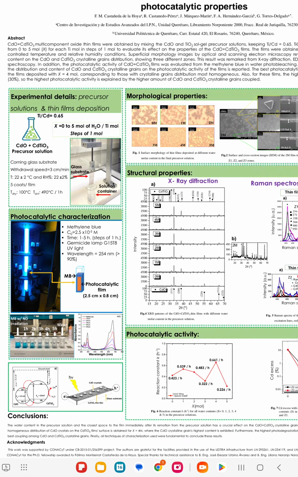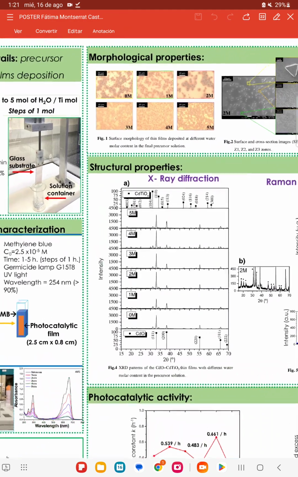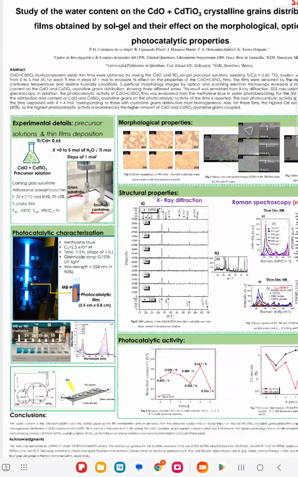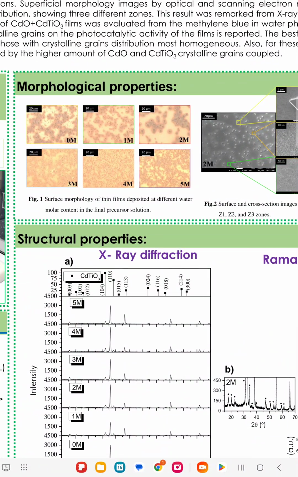As a result of this work, I'm going to show you briefly what we got from the morphological properties. First, we can see in figure 1 the surface morphology of the thin films deposited with the different water molar contents in the final precursor solution. We can see 6 images corresponding to each one of the different films prepared with the 6 different precursor solutions.